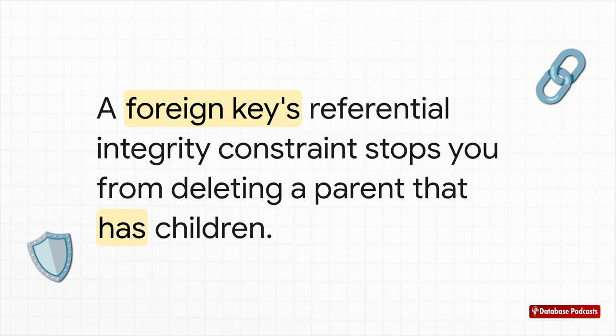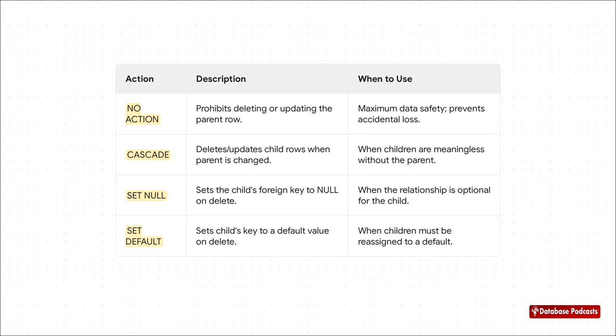But just having the database say, nope, can't do that, isn't always what you want. What if we need it to be smarter, to take some kind of automatic action? And this is where we get to take the driver's seat. Beyond that default no action setting, we've got 3 other really powerful options we can set up. We can tell the database to automatically cascade the changes, which is pretty dramatic. Or we can have it set the key to null if the relationship is optional. Or we can even have it reassign the child to some kind of default parent. This is where you really start to make the database work for you, not against you.